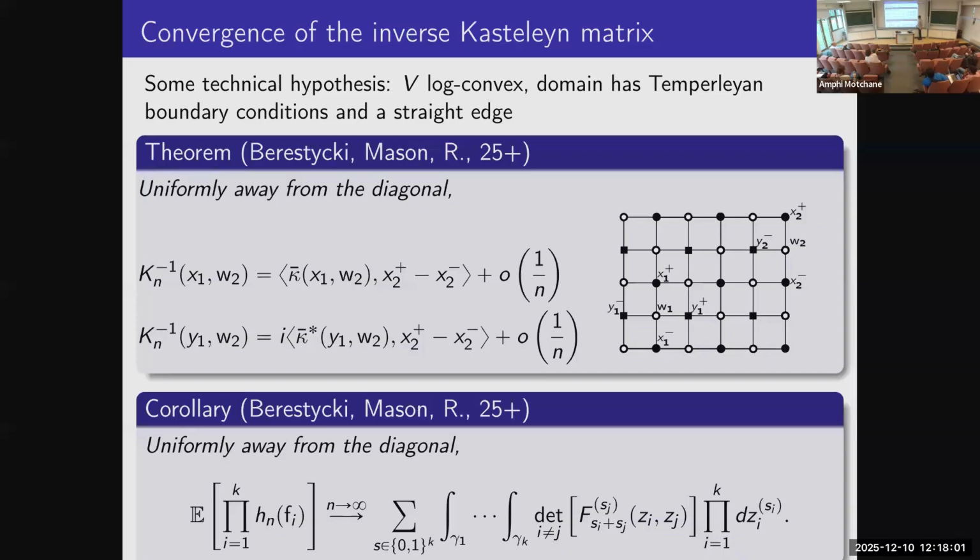And the z_i are the integration variables. Again, you have the path. You are computing the height function at many faces f1, f2, f3. The z_i will be the displacement on the path. What are the s_i? That's a good question. dz_i to the 0 is just dz_i, and dz_i to the 1 is dz_i bar.